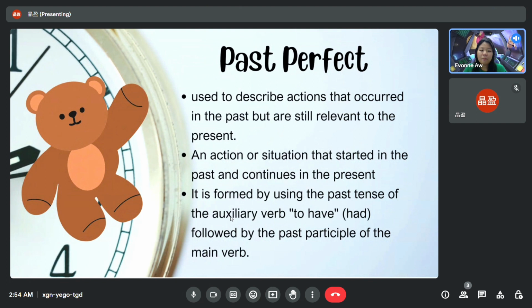Thirdly, past perfect. Past perfect is used to describe actions that occur in the past but are still relevant to the present. Past perfect is an action or situation that started in the past and continues in the present. It is formed by using the past tense of the auxiliary verb to have, followed by the past participle of the main verb.